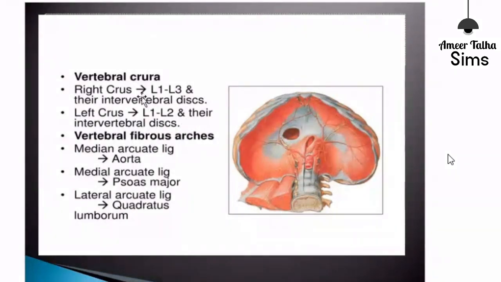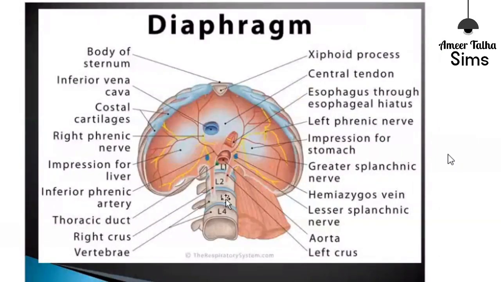And we have the median arcuate ligament, medial arcuate ligament, and lateral arcuate ligament. This is the diagram. Okay. The white part is the central tendinous part. This red part is the striated muscular part, right?